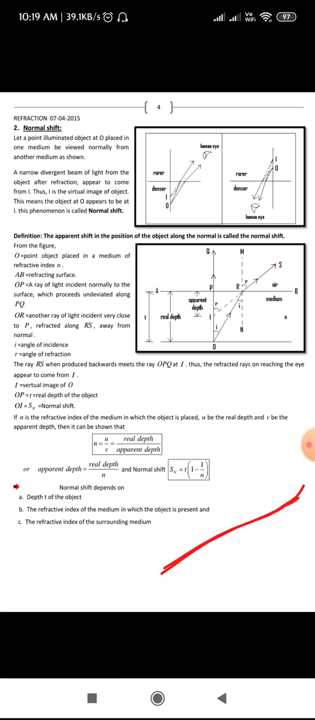Especially in ray optics, always first go through the figure, understand the figure, and then in your own words you can write it yourself, you can derive it in your own words. First understand the figure.